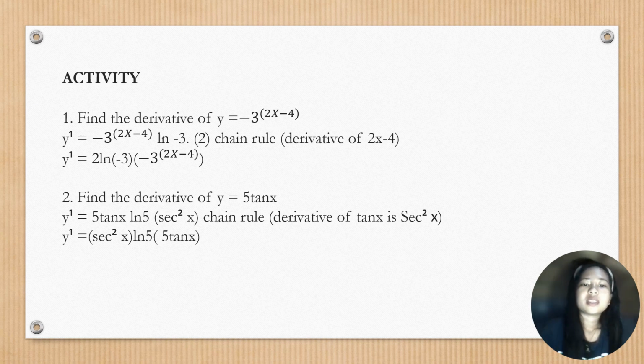Number 2 is find the derivative of y is equal to 5 raised to tan x. We all know that the derivative of tan x is secant squared x. So y prime is equal to 5 raised to tan x times ln 5 times the quantity of secant squared x, because using the chain rule, the derivative of tan x is secant squared x, right? So y prime is equal to secant squared x times ln 5 times the quantity 5 raised to tan x. So that's all for transcendental functions.